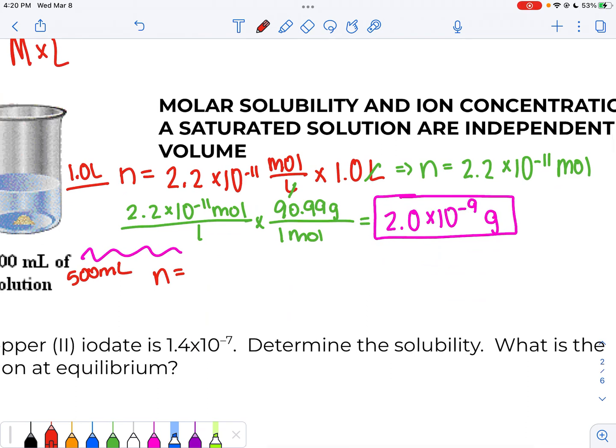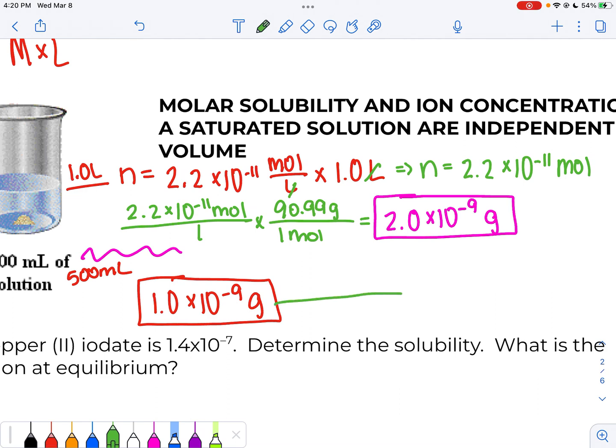So I'm going to very quickly give you these numbers. You can go back and recalculate it later, but what you'll find is that for 500 milliliters, you should be getting 1.0 times 10 to the negative 9th grams that can dissolve in 500 milliliters of water. So what do you notice about these two values? Hopefully you realize that this one is half of this one, and 500 milliliters is half of 1 liter.